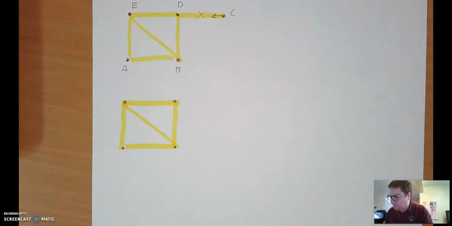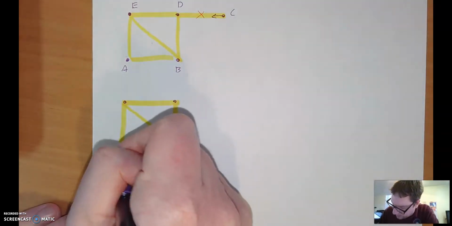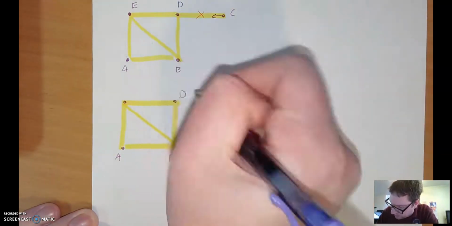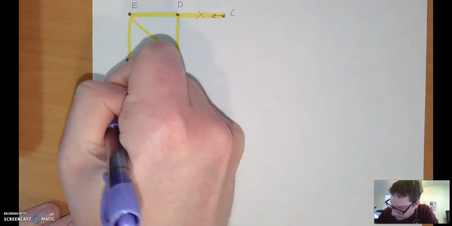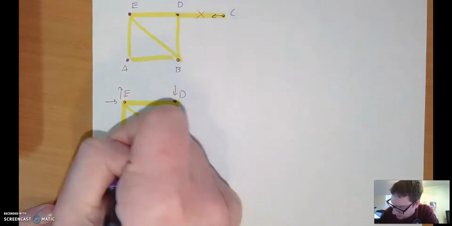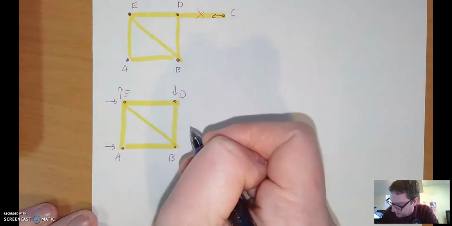Alright, so now we simplify down to here. So I have A, B. So joint C, we don't even need that anymore. We have joint D and joint E, and I had a force here, I had a force here, I have a force here, and I have a force here.